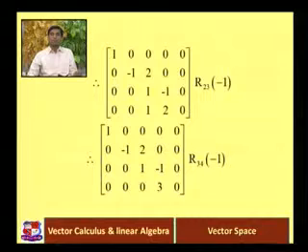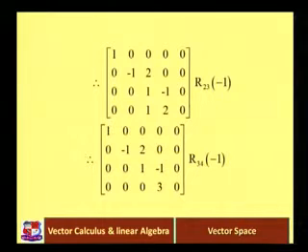Next process, we multiply third row with minus 1 and add into fourth row. So the third element of the fourth row becomes 0. So 1 0 0 0 0, 0 minus 1 2 0 0, 0 0 1 minus 1 0, and the fourth row is 0 0 0 3 0. Okay, you can see on the screen and try to understand.